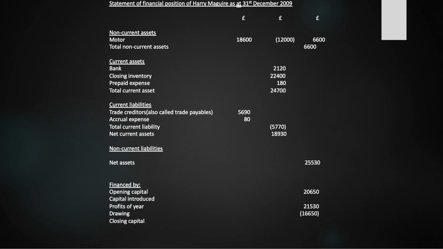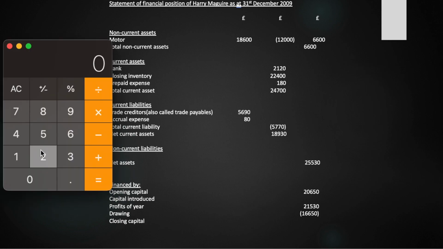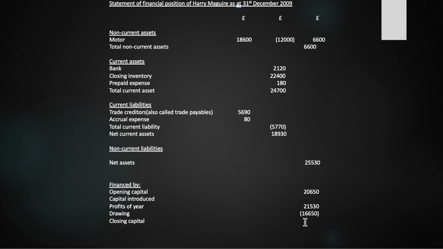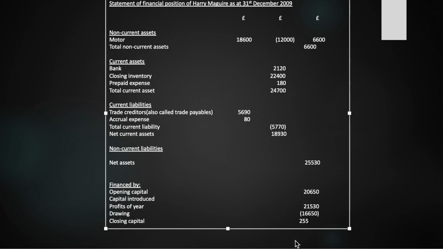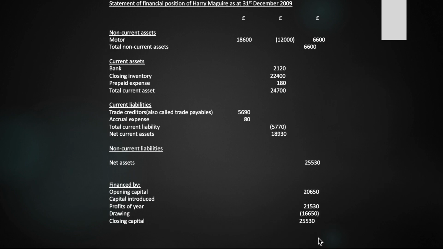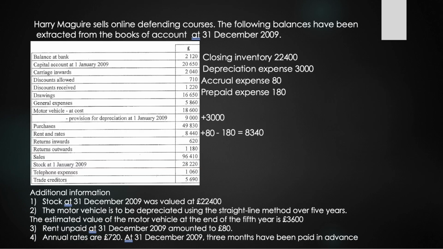So now we go into our financed by section of the statement of financial position. Our capital is 20,650. We don't have any capital introduced. Our drawings is 16,650. Profit of the year 21,530. So we do capital minus drawings plus profit of the year, which gives us 25,530. The way we know this is correct is because our net assets is the same as our closing capital, both 25,530. So that's it for this question. That's the income statement and the statement of financial position done.